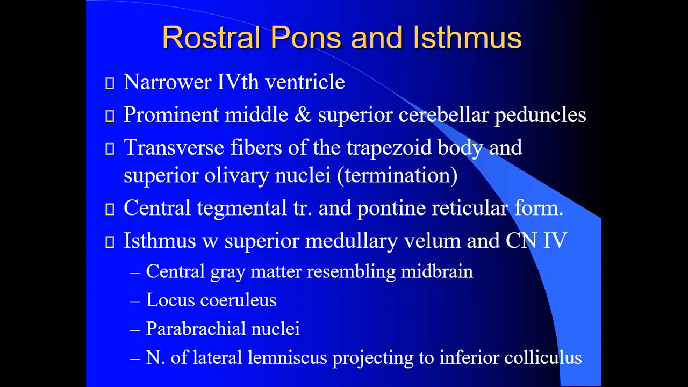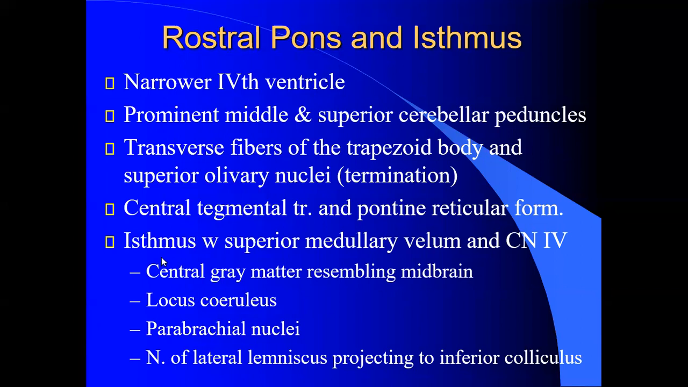The second thing is the cerebellar peduncles are becoming more prominent. The middle cerebellar peduncle and the appearance of the superior cerebellar peduncle. You also, as you move rostrally, see these transverse fibers of the trapezoid body and the superior olivary nuclei, which are going to be for sound. So we may look at them, but we're not going to talk about them today. You also have the central tegmental tract, which we will talk about in some detail, and more of the pontine reticular formation, which we will look at.